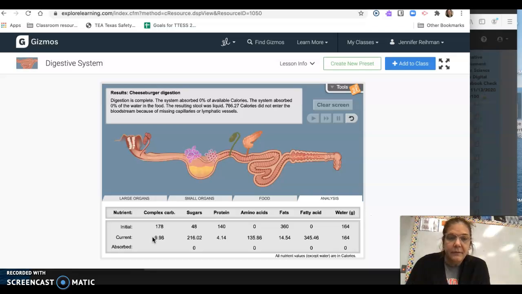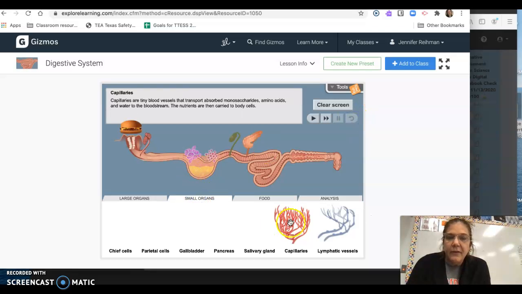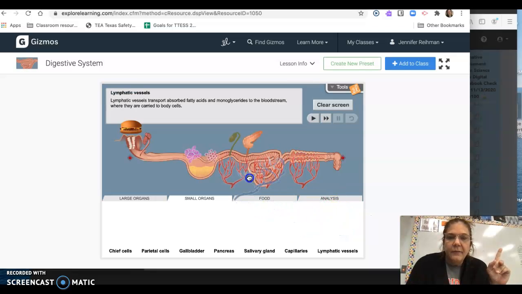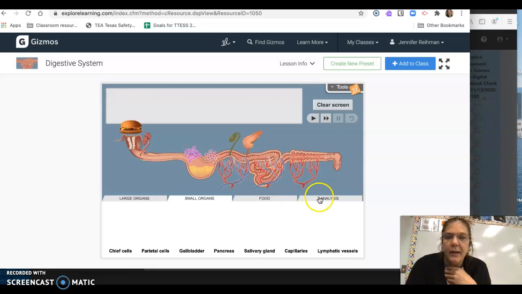Here's the problem with this system right here. I'm going to pause for a second and put this in a question. The problem with this system is nothing was absorbed. The food came in, it was broken down into smaller pieces chemically and mechanically, but the cells got nothing. The only way you can have the cells picking anything up is if you have capillaries being added, lymphatic vessels being added.